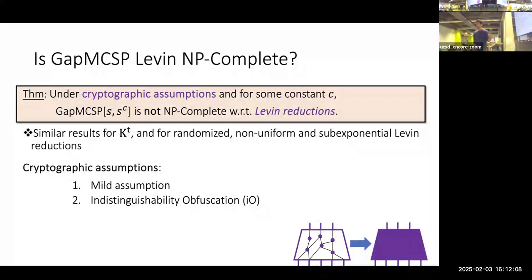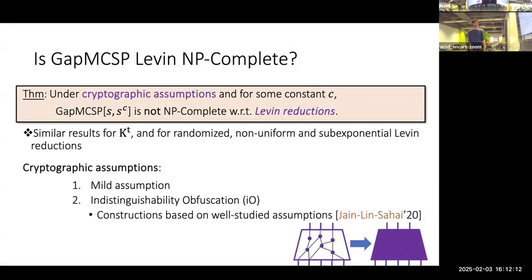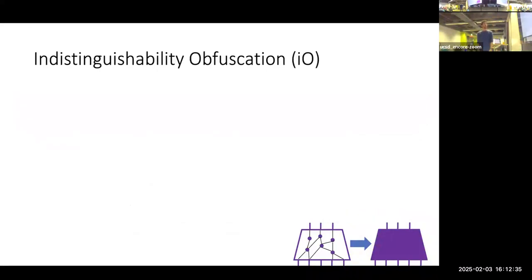Till recently, we didn't know if this primitive actually exists, but now we know how to construct this primitive based on well-studied assumptions. And anyway, I'm going to use this assumption in order to prove a lower bound. So unless you prove that obfuscation does not exist, you will not be able to prove that GapMCSP is NP-complete. So let me define what obfuscation is more formally.